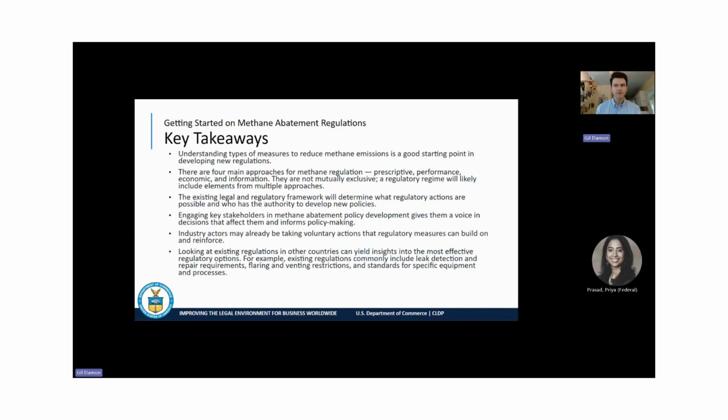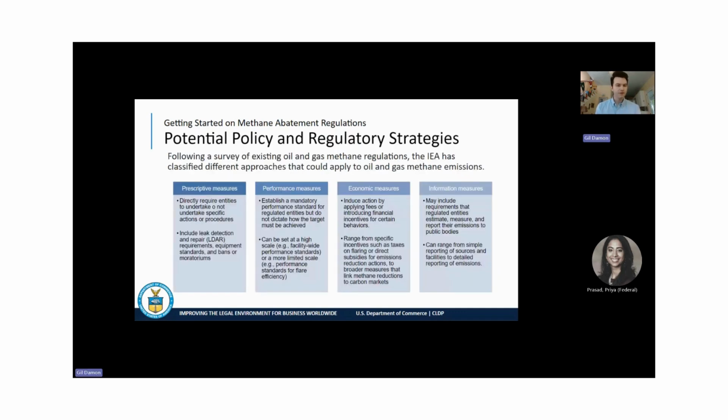there are a lot of things that we can start to look at when we try to categorize methane regulations. We're looking at prescriptive, performance, economic, and information regulations. In a lot of cases, you'll see that these are not mutually exclusive, and you can have regulatory regimes that have elements of all of them. Industry actors may be ready to take voluntary actions, and in some cases, you'll have political climates where you can move ahead with more prescriptive or performance actions as well. So what is the difference between these things?